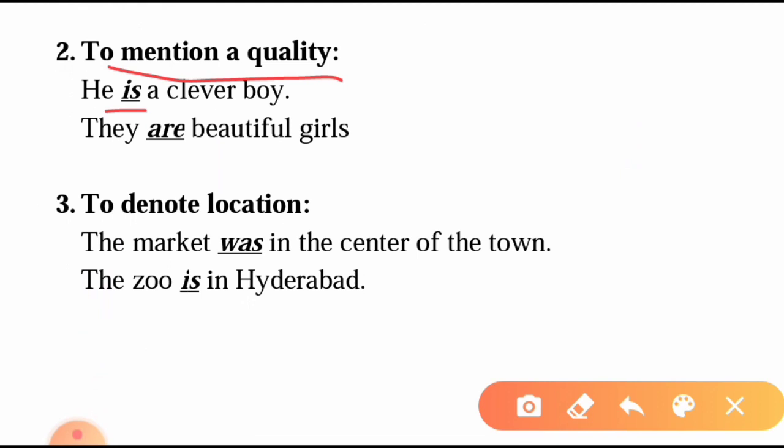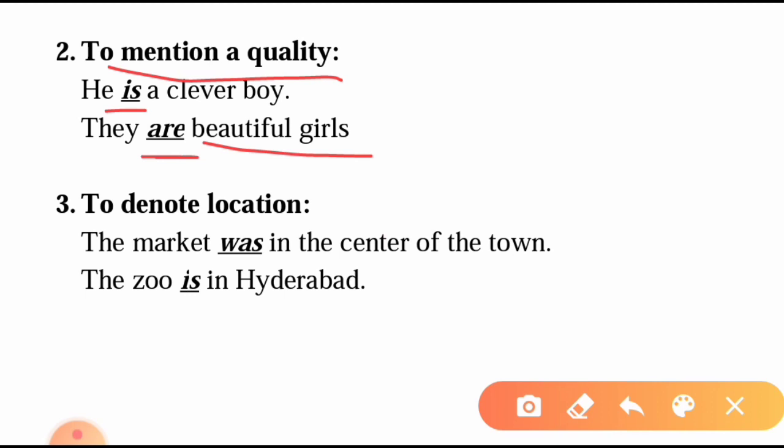Another example, you can see they are beautiful girls. So are here, it is verb which is showing the quality. What kind of quality? Beautiful girls they are. So now to mention the quality, you need verb to be to use in a sentence. So this is the second use when you are mentioning the quality.